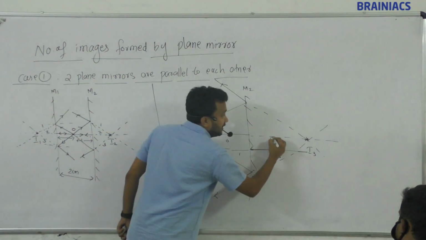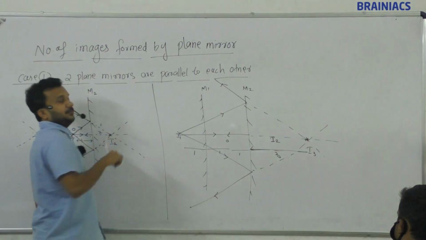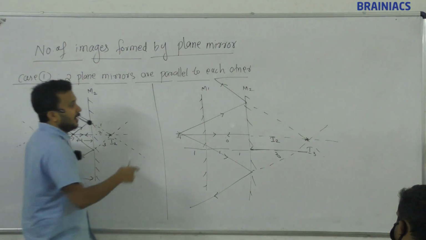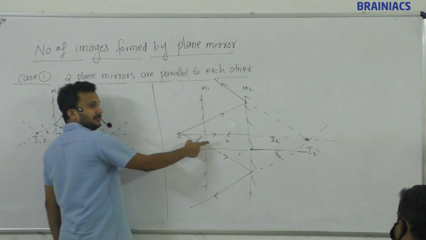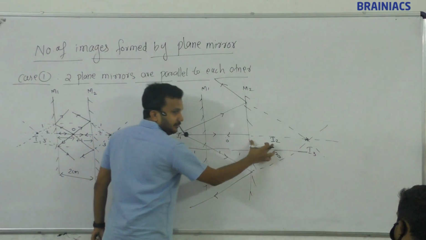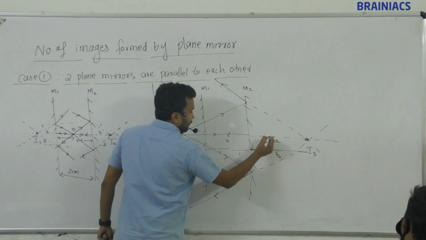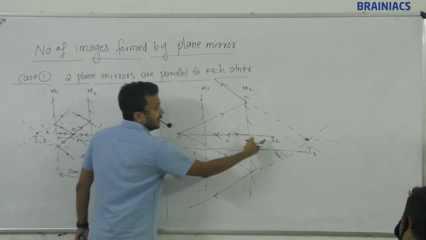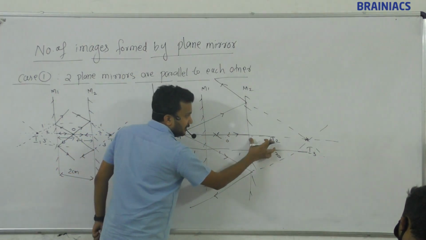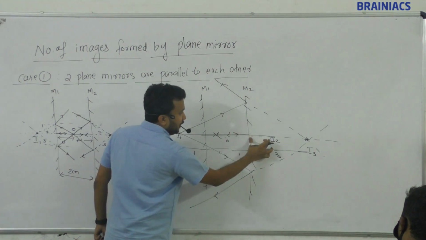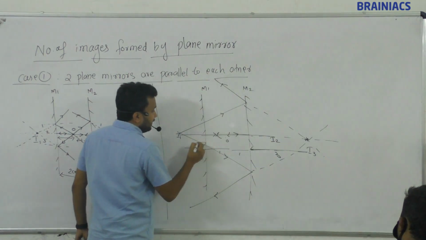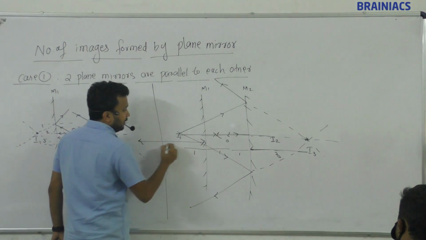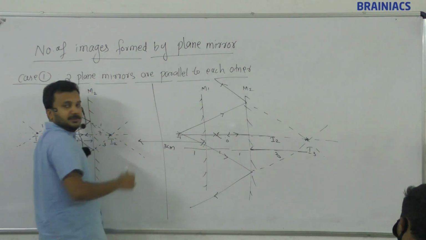Now I know I2 is here. I2 will act as an object for which mirror? M1 mirror. How far is I2 from M1? 3 centimeter, 1, 1, 1, totally 3. So I1 will give an incident ray and a reflected ray. I know it is at 3 centimeter. So totally this is 1, this I2 is 1, and from this mirror it is at 3 centimeter. So from this mirror there is a point at 3 centimeter for I2.